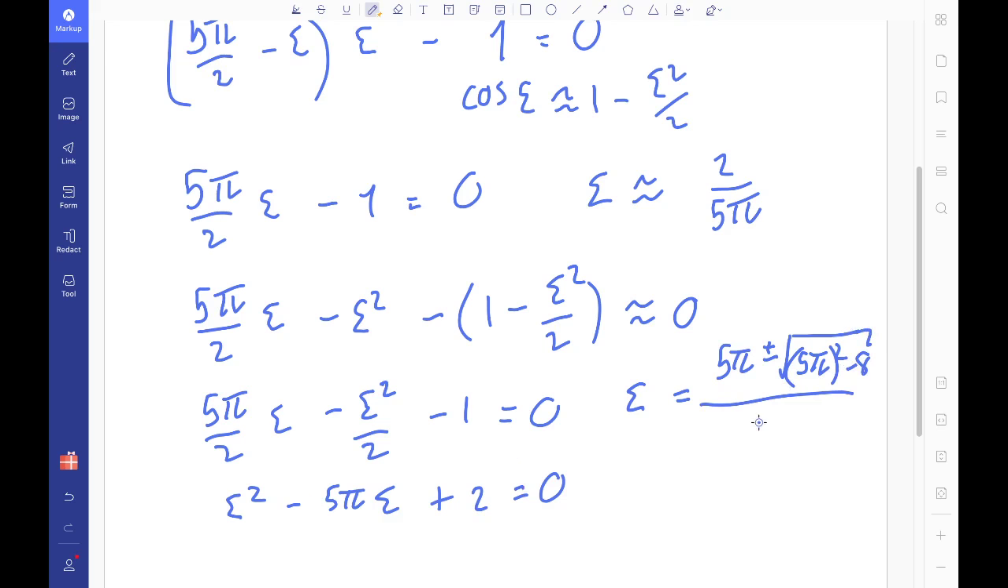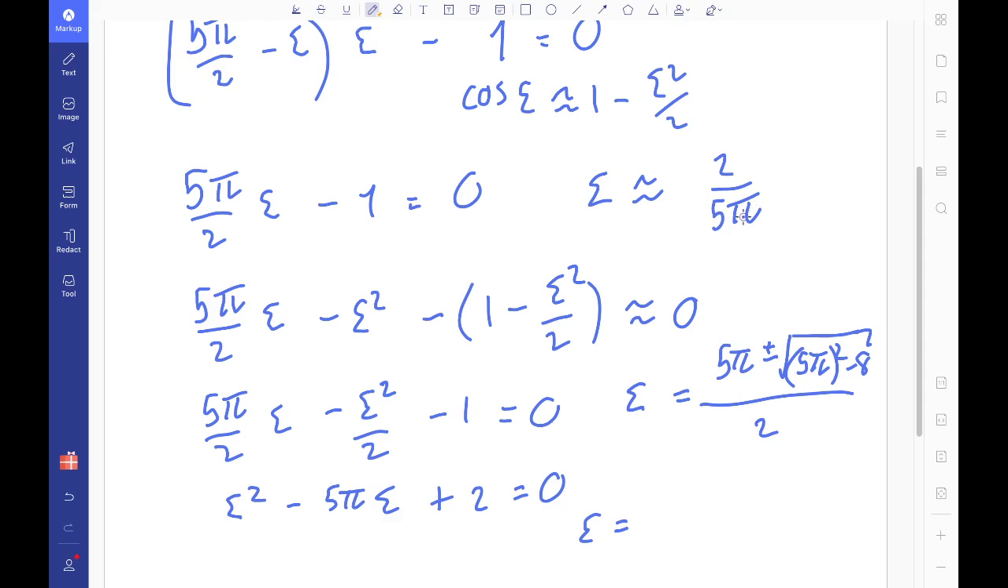Okay, all over 2. And it might be interesting to take the 5 pi out, because what I might get you to do in a second is actually generalize this problem for any of the maxima or minima. Okay, so we're solving it for the 5 pi over 2 root.